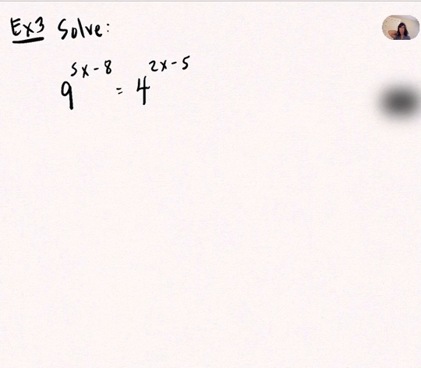Okay, we're going to solve 9 to the 5x minus 8 equals 4 to the 2x minus 5. So for this one, there's no way we can write these as the same base because 9 and 4 don't have any common factors. This is like 3 squared and that's 2 squared, 3 and 2, we can't split them up even more.